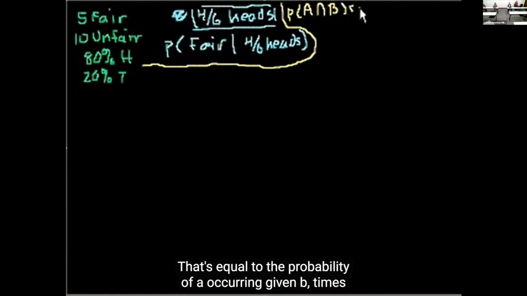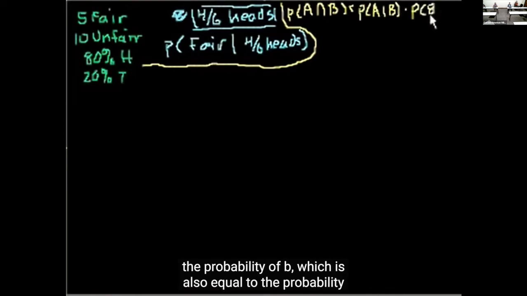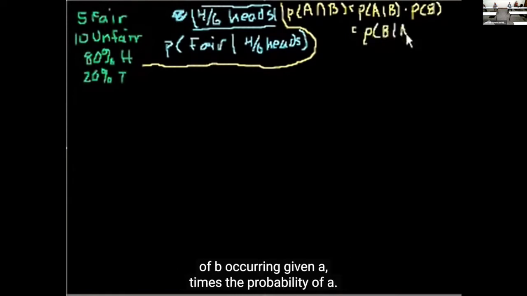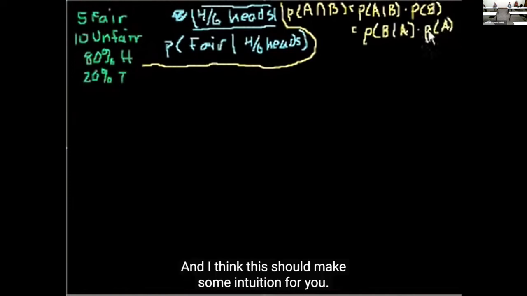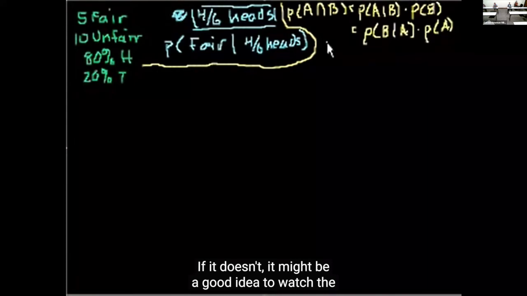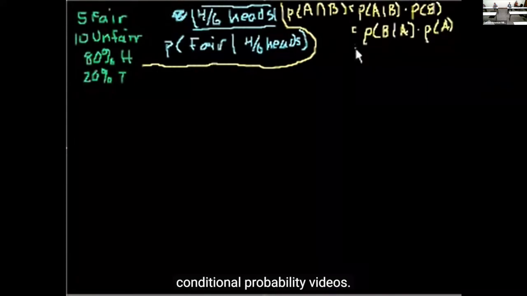That's equal to the probability of A occurring given B times the probability of B, which is also equal to the probability of B occurring given A times the probability of A. Okay. And I think this should make some intuition to you. If it doesn't, it might be a good idea to watch the conditional probability videos.